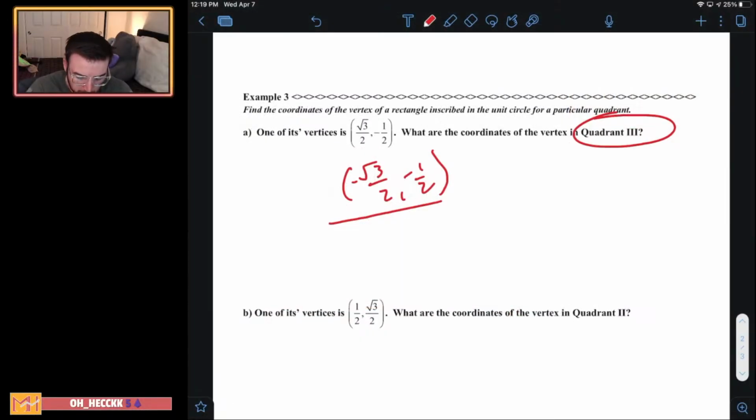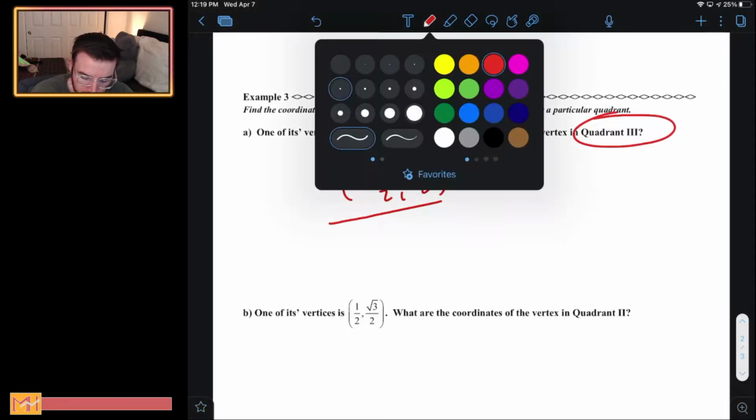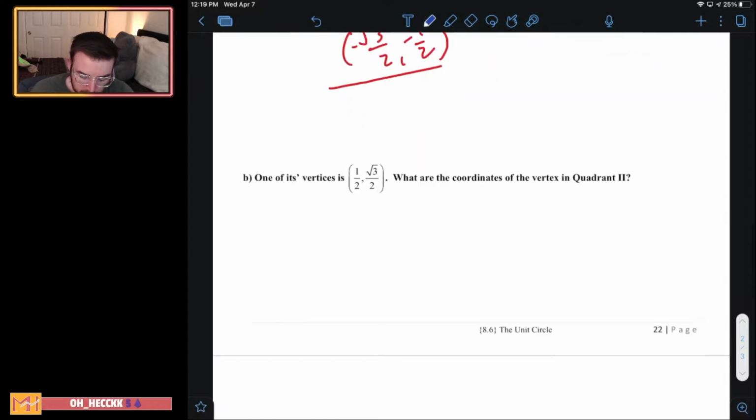All right, last one. One of the vertices is at 1/2 comma root 3 over 2. Can you answer this without even looking at the unit circle? Actually, this would be really difficult to type, so never mind. No answers come up on screen.